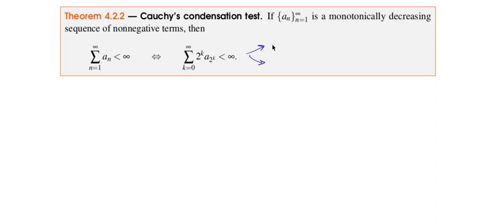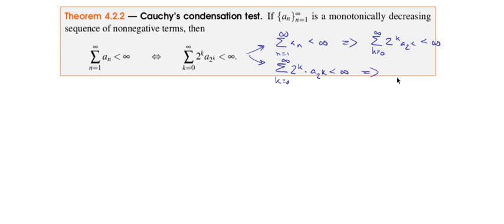So the first one is that the sum of n equals 1 to infinity of a sub n smaller than infinity implies the sum from k equals 0 to infinity of 2 to the k times a sub 2 to the k is convergent, and the other way around, right? 2 to the k times a sub 2 to the k being convergent implies that the series from n equals 1 to infinity of a sub n is also convergent. Okay, so I'm going to try and explain the proof for this theorem.